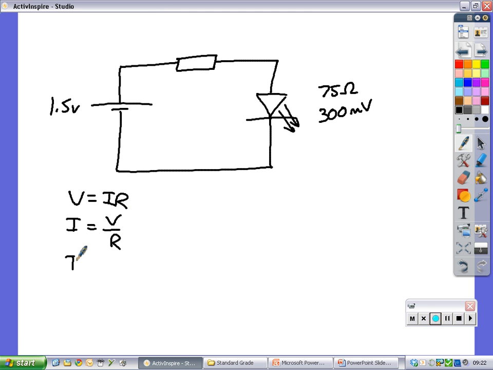V is 300 millivolts, which is 300 times 10 to the negative 3. You could work it out with zeros, but it's probably easier to say 300 times 10 to the negative 3. And R is 75. Calculator please, somebody got their calculator? If not, then get your calculator out. Work it out please. I is going to equal what?